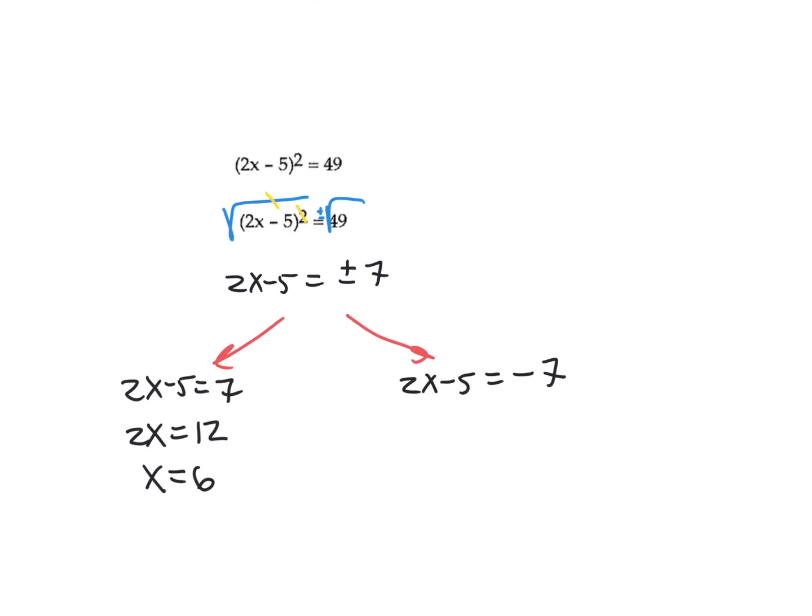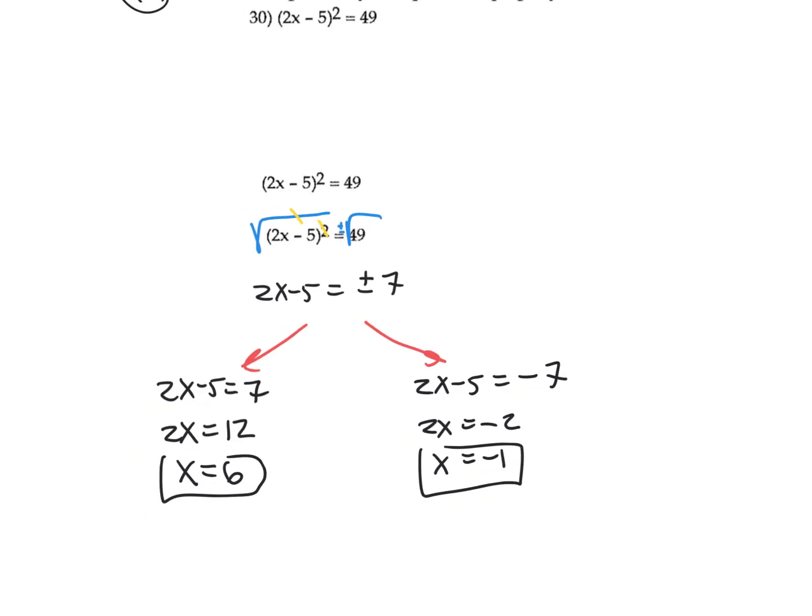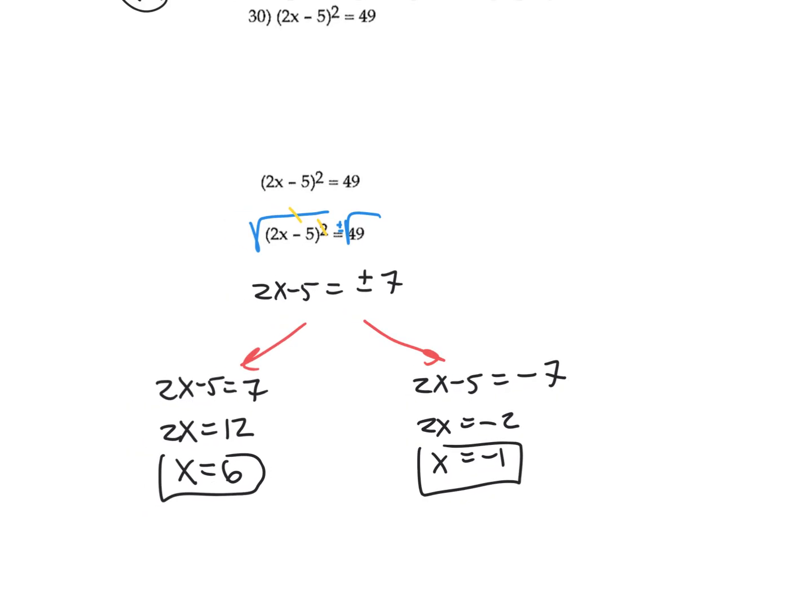I think we agree on the right-hand equation, you could add 5 to both sides. Next thing you know, you would have a negative 2. Divide both sides by 2. You would end up with a negative 1. Hopefully that makes sense. Those are the answers to that one.